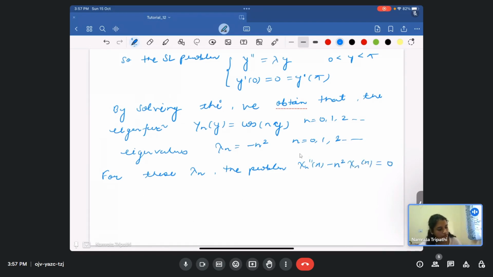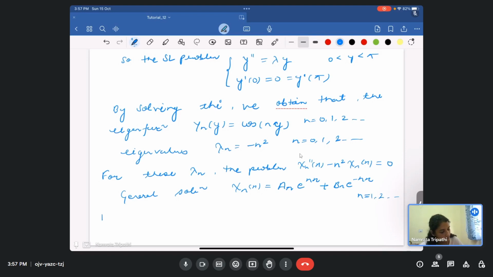Okay, we have to solve this problem. What will be the general solution? This is an ODE, so you will get two roots, plus minus n. So you can write a_n e to the power nx plus b_n e to the power minus nx. Fine.